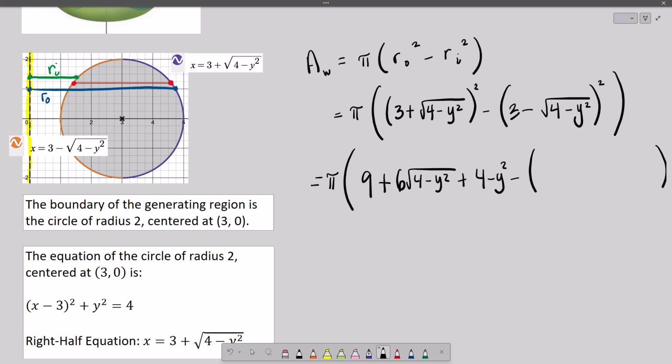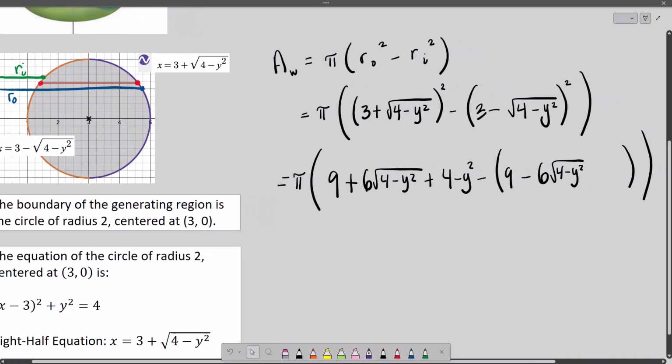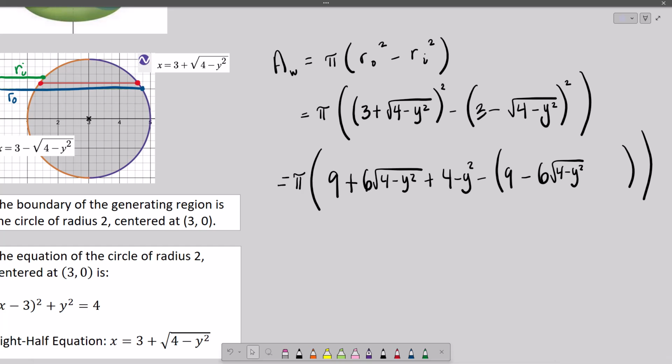Okay, so when we go to square here, 3 times 3, square that. Now the middle term here, here's the a, here's the b. When you double it, you get 6, except that it's negative. So negative 6 square root of 4 minus y squared. And when you square the end here, we end up with the exact same thing as before: 4 minus y squared. So a minus b squared is a squared minus 2ab plus b squared.